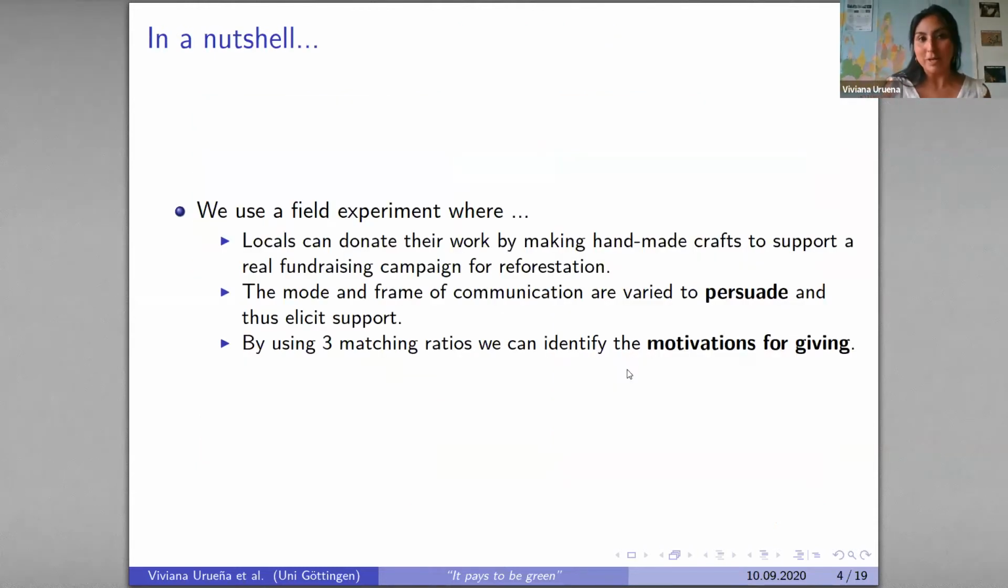So in a nutshell, what we did, we used a field experiment in which locals in Madagascar can donate their work by making handmade crafts to support a real fundraising campaign for reforestation. What we do is to vary the mode and frame of communication to persuade the people and thus elicit the support. And in addition, we also have 3 matching ratios that increase, and that will allow us to identify different motivations for giving.